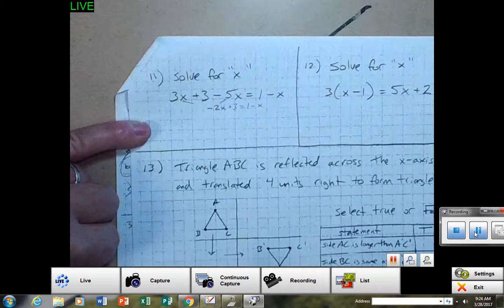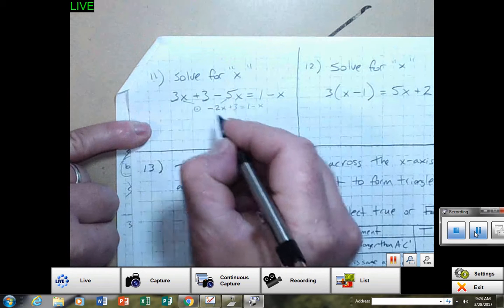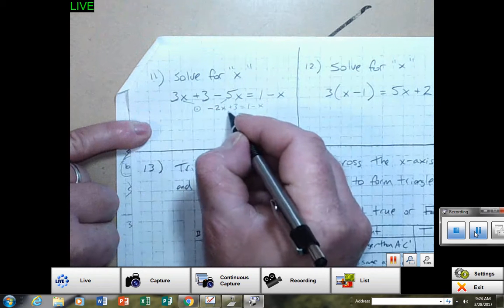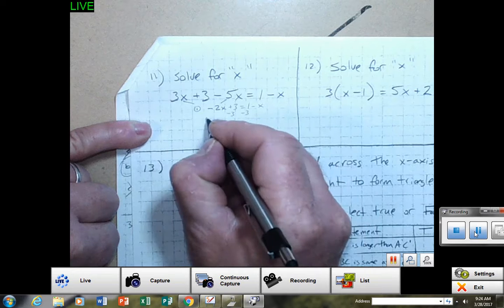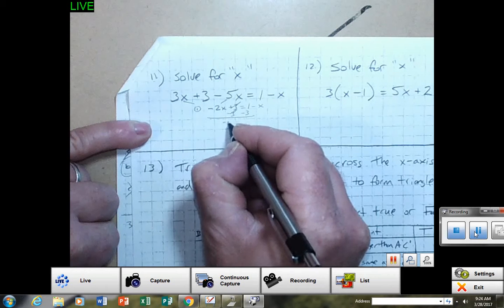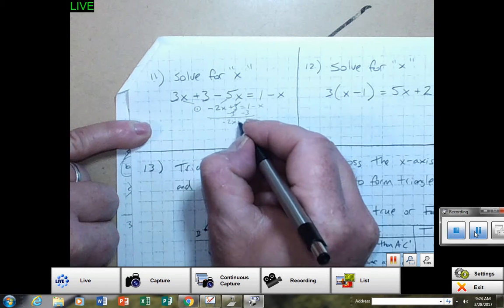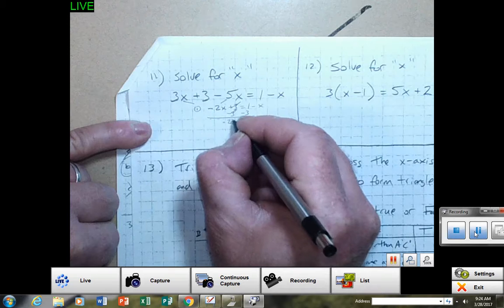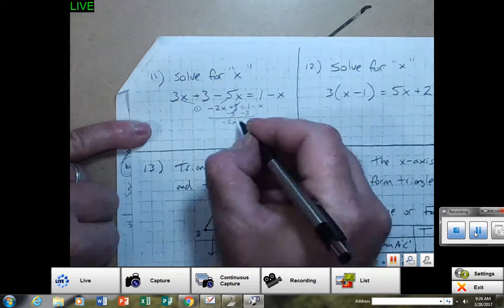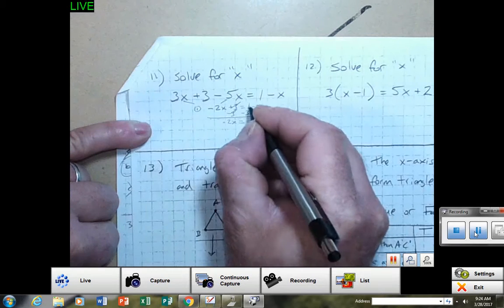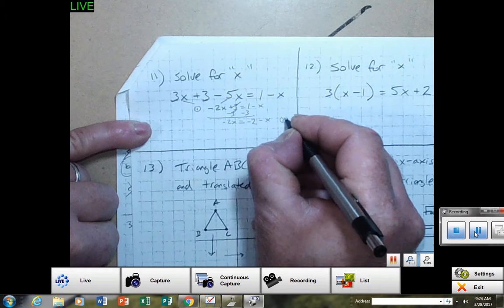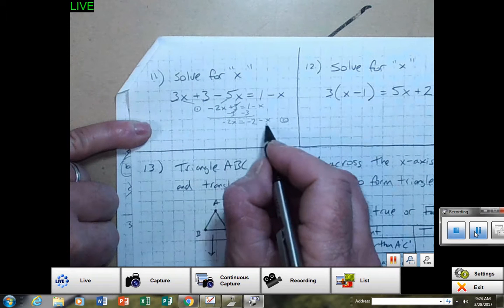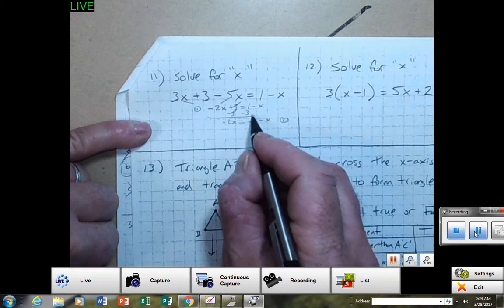This is a variables on both sides. So step 1, start by getting rid of the number on the left side. Step 2 will involve subtracting or adding the x term. These cancel away. 1 minus 3 gives me negative 2. Know your negative rules. Minus x. Step 2, stay on this side of the equation. Leave that negative 2 alone.